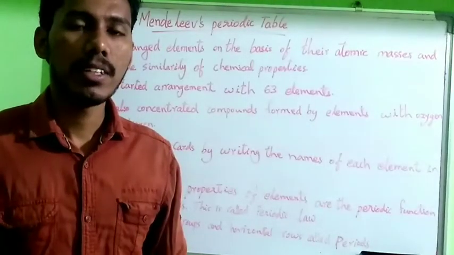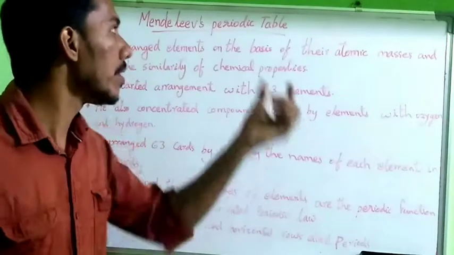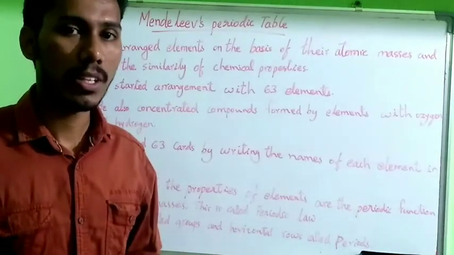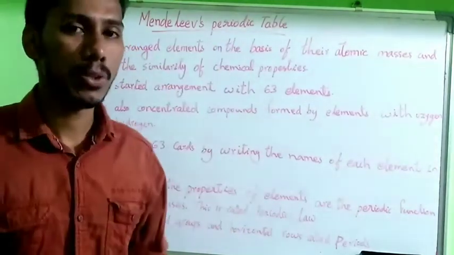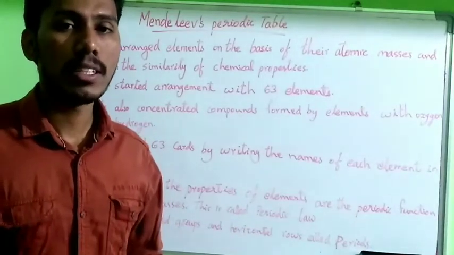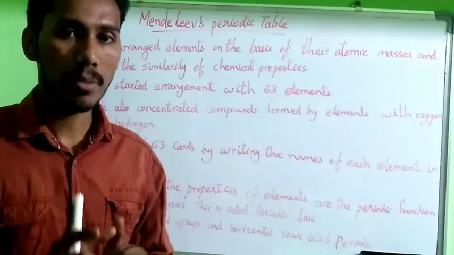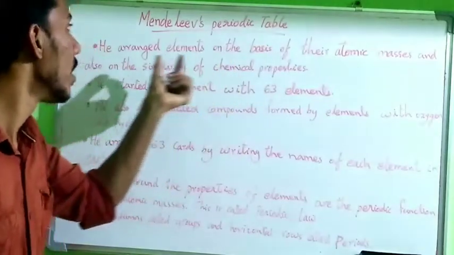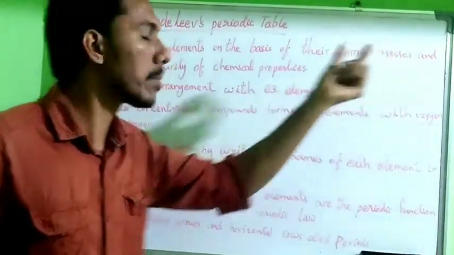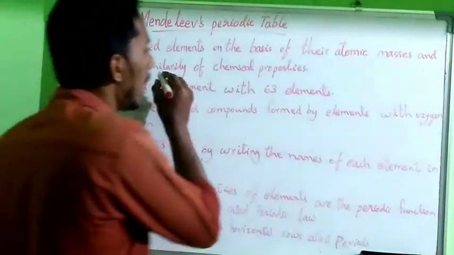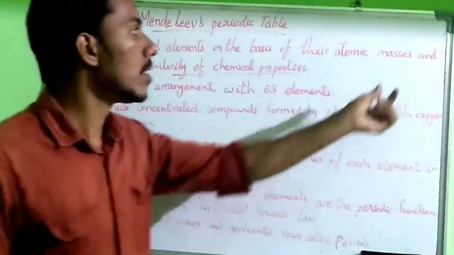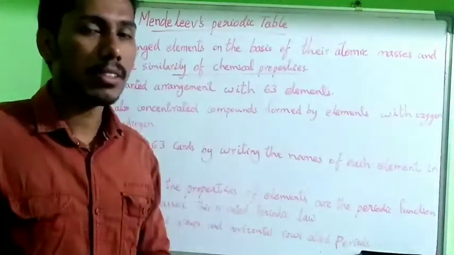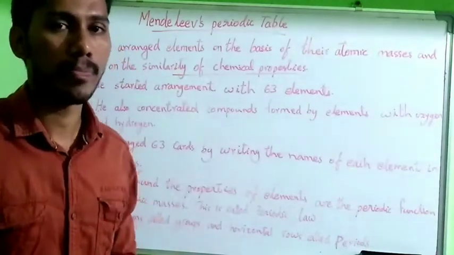Okay. Then the third classification of elements is Mendeleev's periodic table. There were a lot of limitations for Newlands' periodic table, Newlands' law of octaves, and it led to Mendeleev's periodic table. The main point is that he arranged the elements on the basis of their atomic masses. That is the difference. He arranged the elements on the basis of their atomic masses and also on the similarity of chemical properties. He not only considered the masses, but also observed the chemical properties and included the elements that have the same property in the same group.